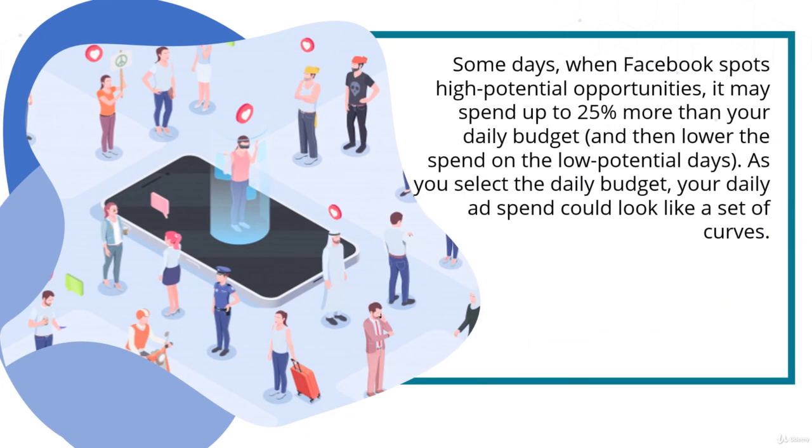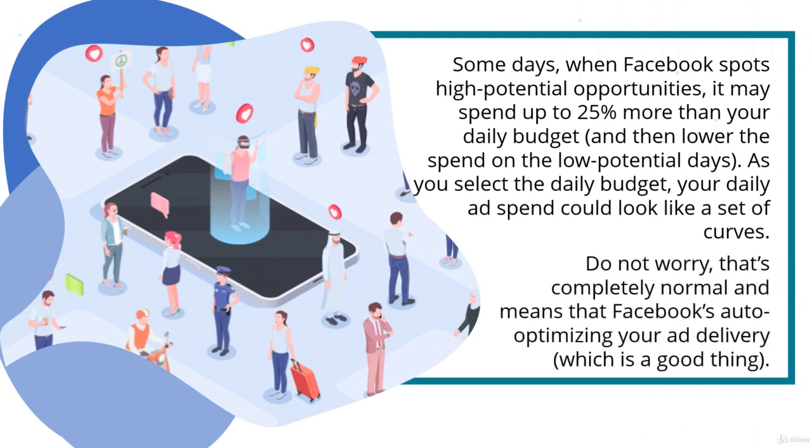Some days, when Facebook spots high potential opportunities, it may spend up to 25% more than your daily budget and then lower the spend on the low potential days. As you select the daily budget, your daily ad spend could look like a set of curves. Do not worry, that's completely normal and means that Facebook's auto-optimizing your ad delivery, which is a good thing.